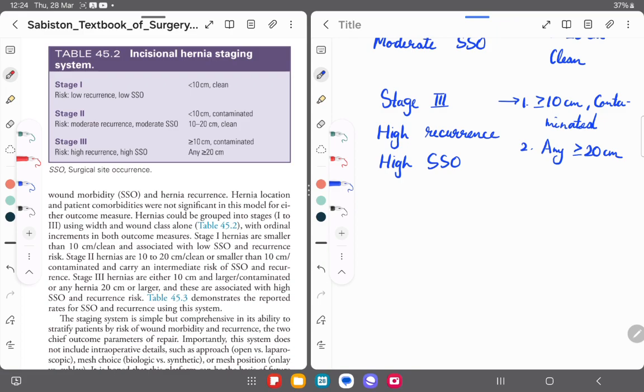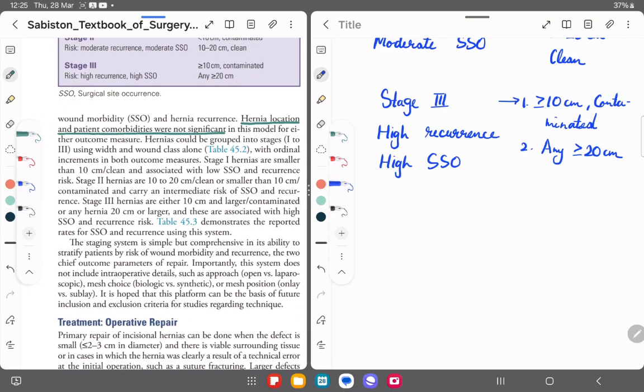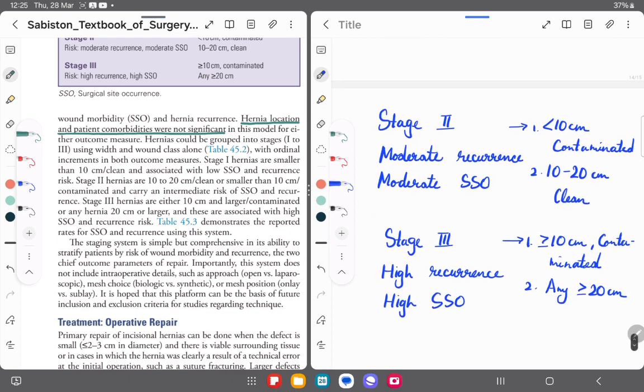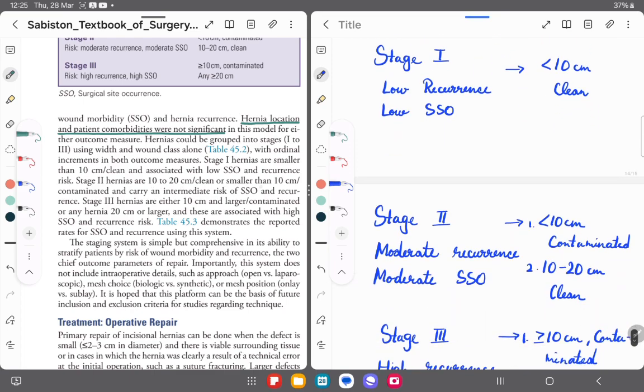So in this system, hernia location and patient comorbidities were not significant in this model. So hernias could be grouped into stages 1 to 3 using width and wound class alone, with ordinal increments in both outcome measures. Stage 1 hernias are smaller than 10 cm and clean, associated with low SSO, as we have already seen, and recurrence risk. Stage 2 are 10 to 20 cm clean or smaller than 10 cm contaminated and carry an intermediate risk of SSO and recurrence. Stage 3 hernias are either 10 cm and larger, contaminated, or any hernia 20 cm or larger, and these are associated with high surgical site occurrence and recurrence risk.